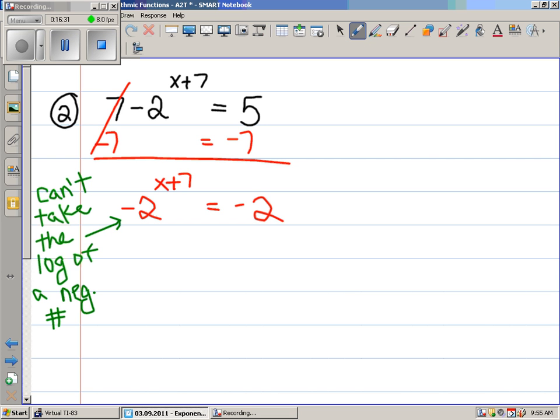So here we go. To compensate for that, we're dividing both sides by -1. That's perfectly allowed. So that you get 2 raised to the x plus 7 equals 2.